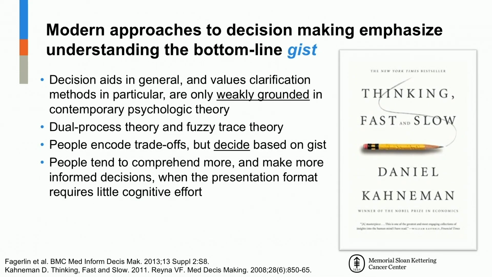So instead of focusing on all these old school principles of doing shared decision making, our take on a modern approach to decision-making is to focus on the bottom line gist. This has been written about by Daniel Kahneman and others, for instance in the dual process theory, about how humans process information. People can encode trade-offs, benefits and harms, but we decide based on gist, the bottom line, sort of underlying gut feeling, how we feel about a decision. And people tend to make more informed decisions when the presentation format requires little cognitive effort.